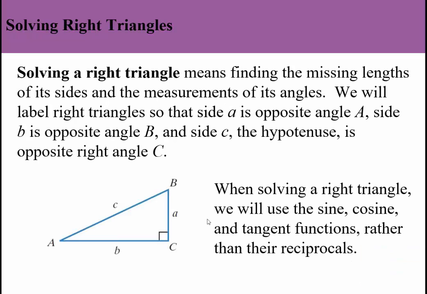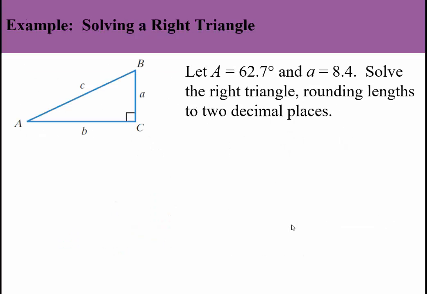So get ready. All right, so solving a right triangle means finding the missing lengths of its sides and the measurements of its angles. We will label the right triangle so that side A is opposite angle A, side B is opposite angle B, and side C, the hypotenuse, is opposite right angle C. So remember, the hypotenuse, or long side of the right triangle, is always opposite the right angle. And when solving these right triangles, as I said earlier, we will use Sohcahtoa, the sine, cosine, and tangent functions rather than their reciprocals.